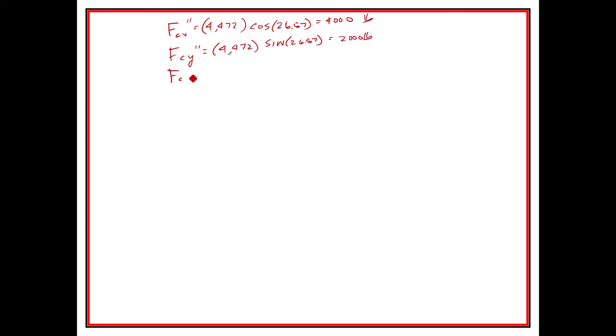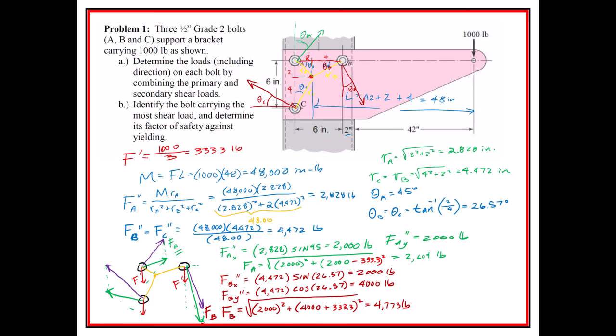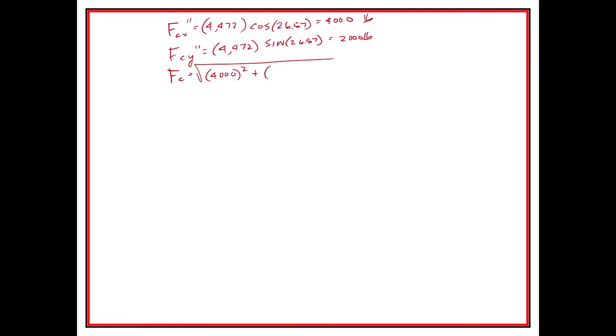So when we go to get FC, we have to be careful here. We take the square root, and we take the x squared, so 4,000 squared plus, and now we look back over here. It's going to have a vertical component. It's going to be positive for the double prime, but the single prime is downwards, right? So in my notes I actually have that written wrong. What we write for C is 2,000 upwards minus 333.3 squared.